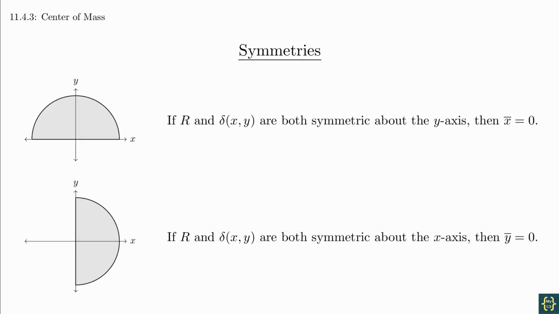Sometimes you can use both a geometric symmetry and an algebraic symmetry together. If both the region and the density are symmetric about an axis, then the center of mass for the opposite axis is 0. The explanation for why it's the opposite axis is a bit wordy, but the pictures make this intuitively obvious, so it's better just to focus on the picture.